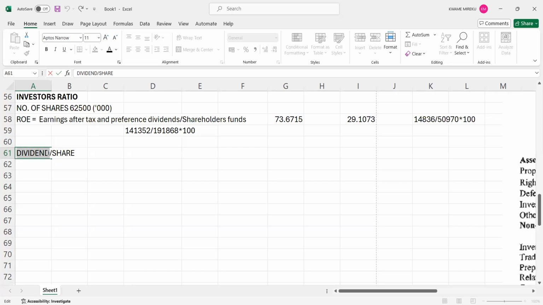So assuming you are not retaining any of the profit for the year, and you are sharing all of it as, let's say, dividend, how much will each shareholder get per share? So the earnings per share is the earnings divided by the number of ordinary shares.